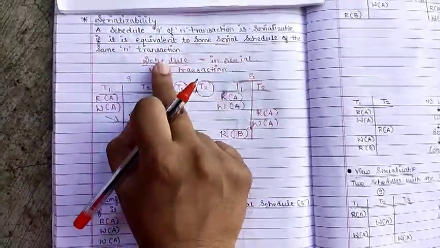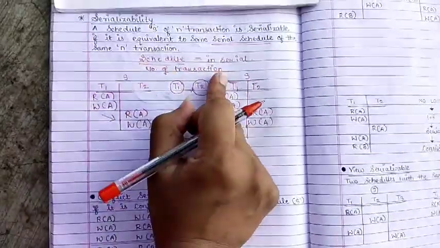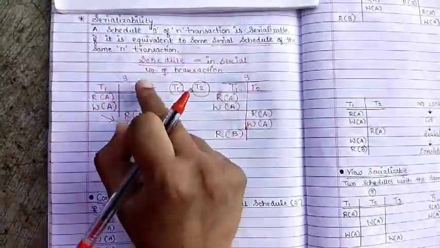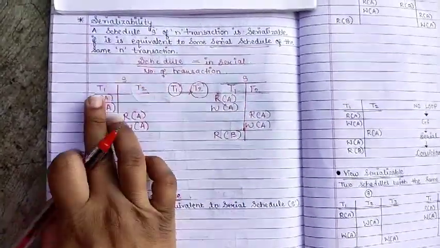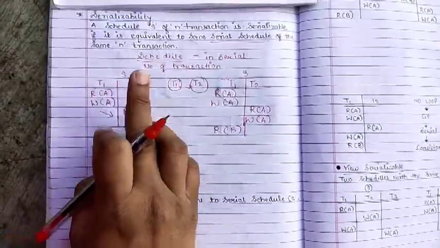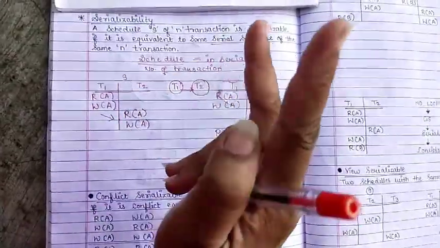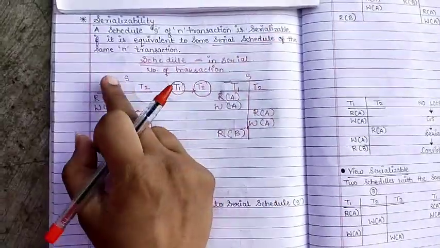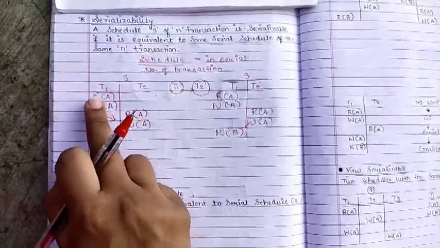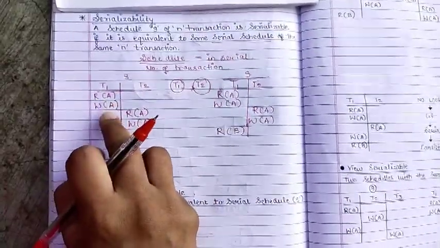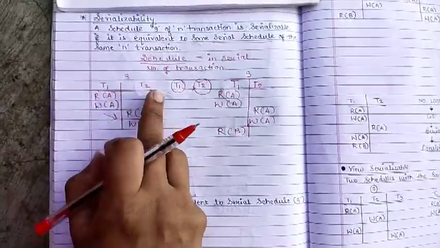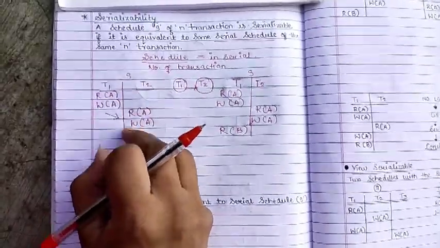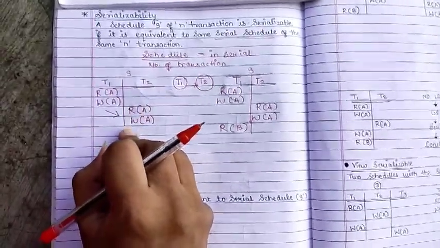Now, what do you mean by schedule? A schedule is a number of transactions. Suppose we have one schedule in which we have two transactions. In transaction management, we have seen two operations, that is read and write. Similarly, transaction 1 applies read and write operations on account A. In transaction 2, the same operations will be done, that is read and write.